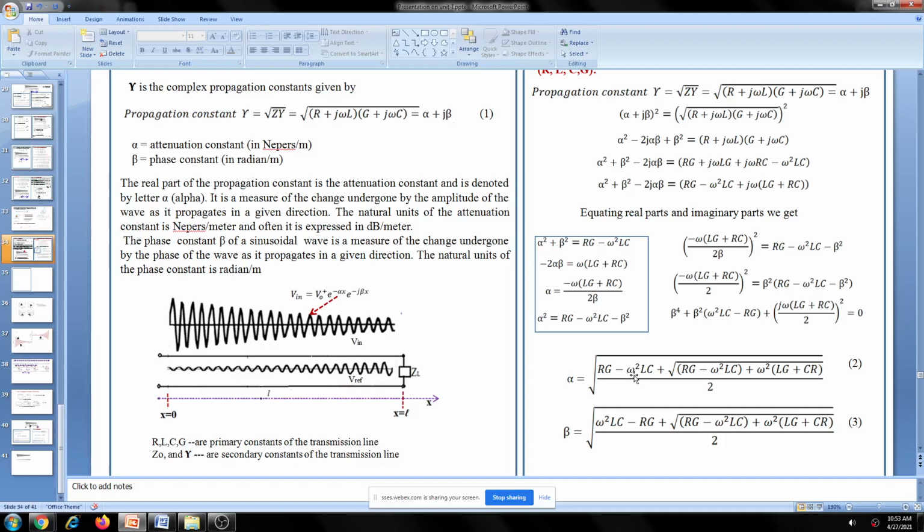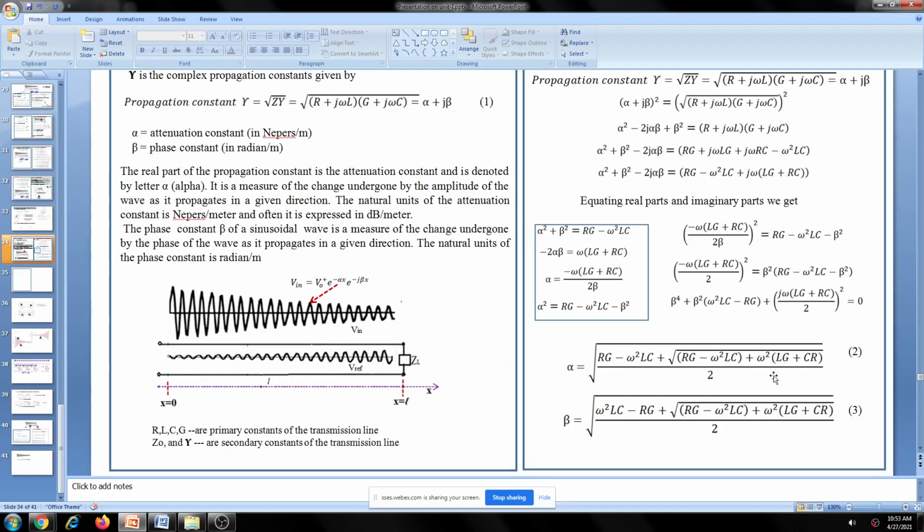Depends on frequency means, if you apply a signal here of a particular value, for example a 1 megahertz signal, you can calculate the attenuation using this. Similarly, if the frequency is 2 gigahertz, it is different. Attenuation is a function of frequency. That is very important, you should keep it in mind. Attenuation doesn't remain the same for all frequencies, it changes with respect to frequency.